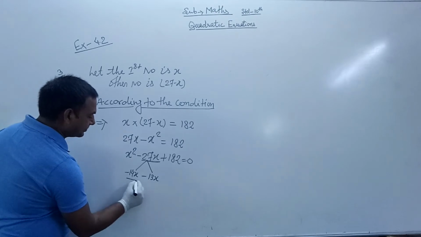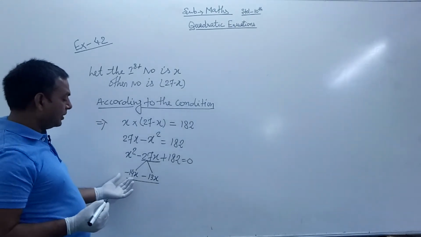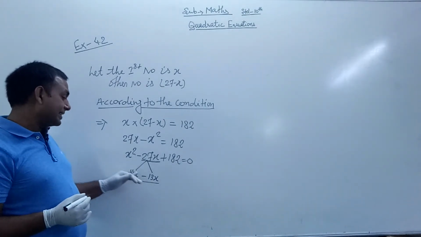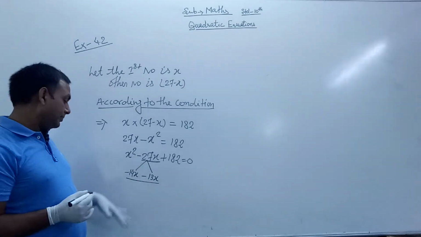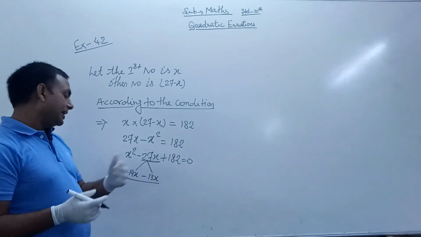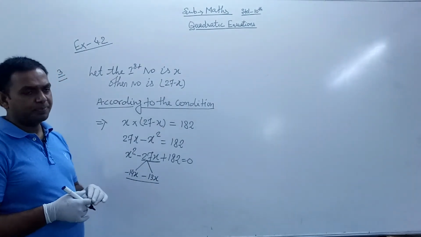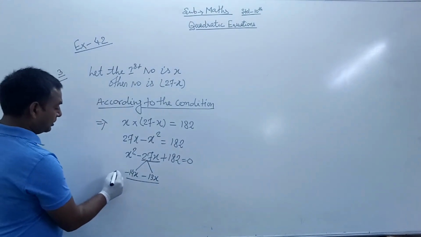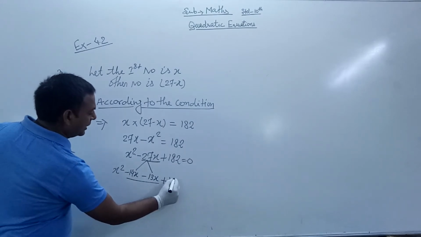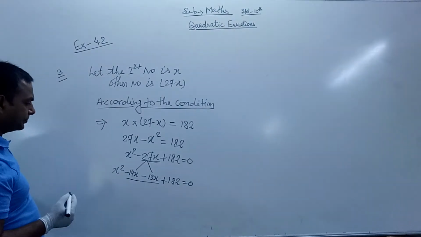Here you see minus 14x and minus 13x add up to minus 27x, and if you multiply minus and minus, it converts into plus, x into x is x square, and 14 multiplied by 13 is equal to 182. Okay, so I think you understand. Then this is x square minus 14x minus 13x plus 182, and that is equal to 0.